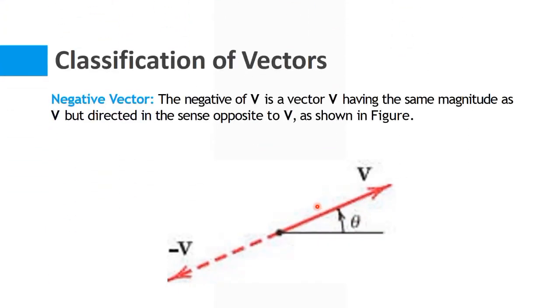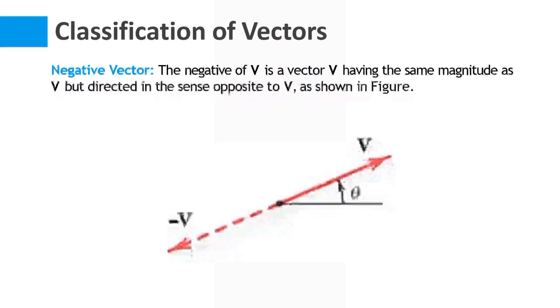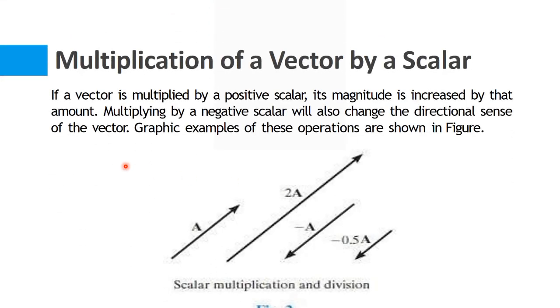Now we have negative vectors as well. A negative vector is a vector having the same magnitude as vector v, but direction in the sense opposite to v, as shown in the figure. So for example, if this is a vector v and it has a magnitude of, let's say, 25 Newton, then the negative vector would have the same magnitude of 25 Newton, but the direction of this vector would be opposite to this vector. This is known as a negative vector.